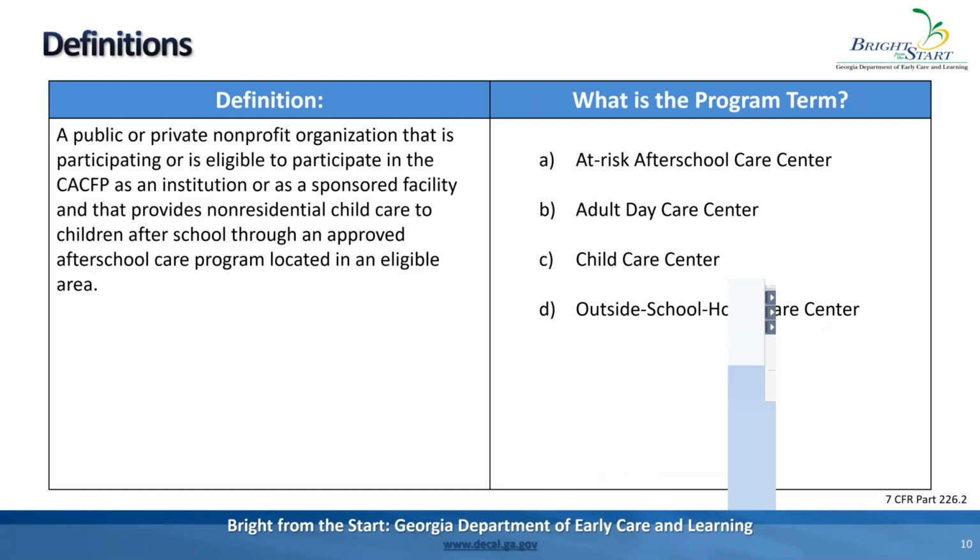The next one is a public or private nonprofit organization that is participating or is eligible to participate in the CACFP as an institution or as a sponsored facility and that provides non-residential childcare to children after school through an approved after-school care program located in an eligible area. Is it A, at-risk after-school care center, B, adult daycare center, C, child care center, or D, outside school hours care center?